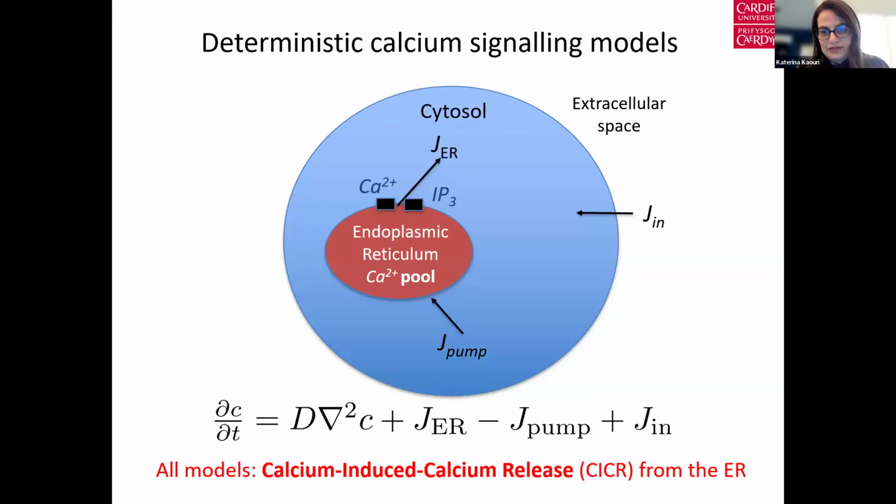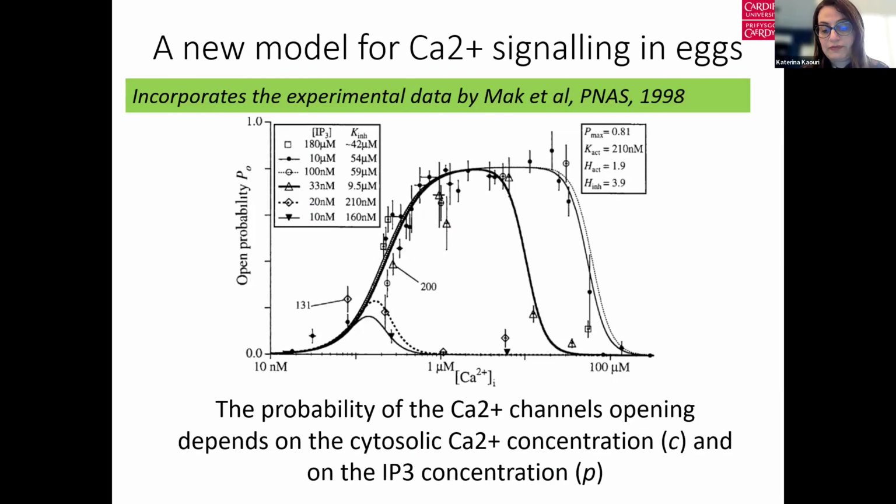There are deterministic calcium signaling models, so we went with that. Thomas' model was deterministic too. And the very big improvement we have made, and made Carl very happy, was that there were these experimental data back from 1998, and nobody took the time or the interest to incorporate them into an egg calcium signaling model.